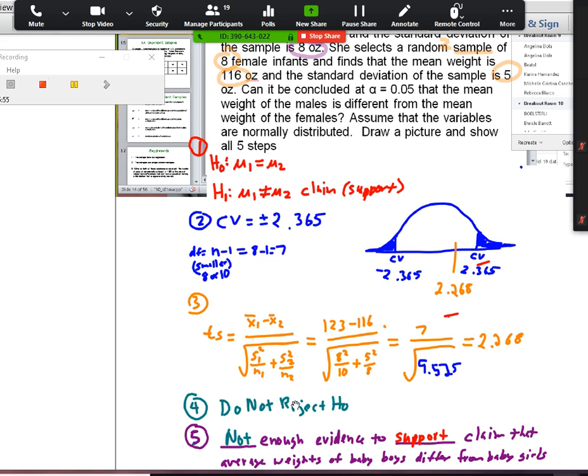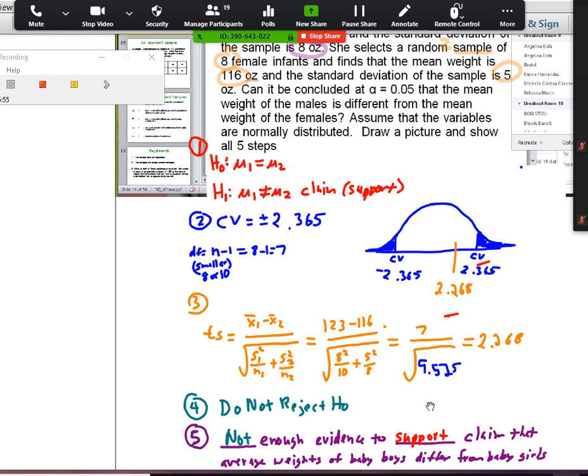How does rejecting H naught affect my claim? Rejecting H naught supports my claim if my claim is H1, and rejects my claim if my claim is H naught. That's why those are the way they are. If H naught is my claim, then rejecting H naught rejects my claim. Good?